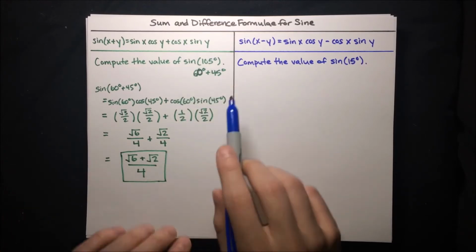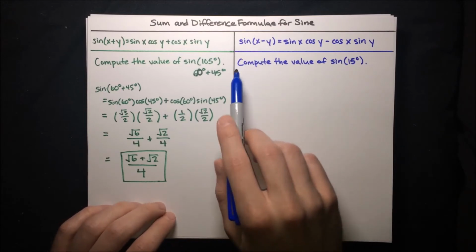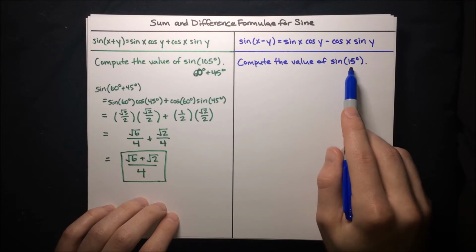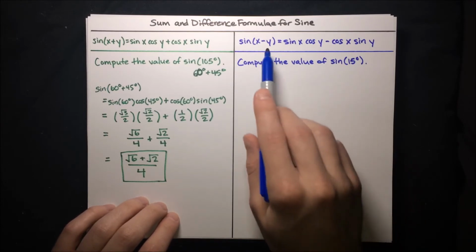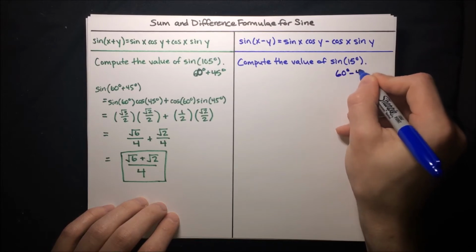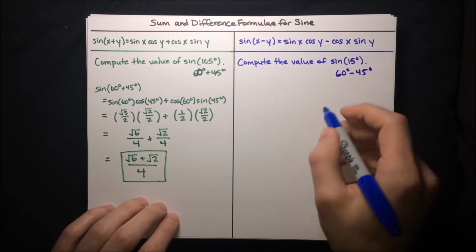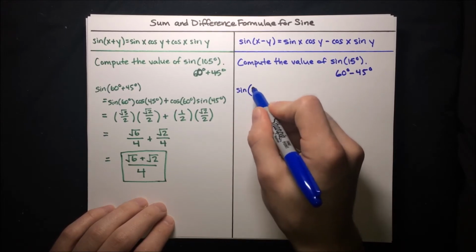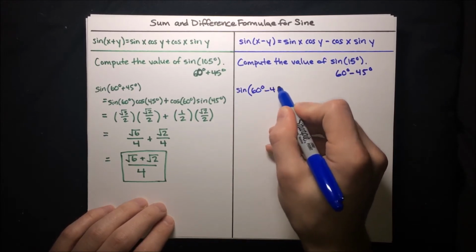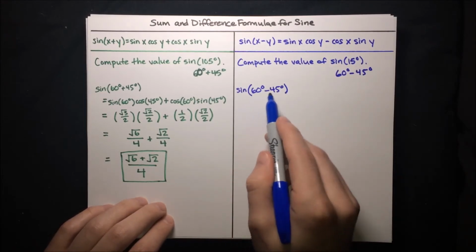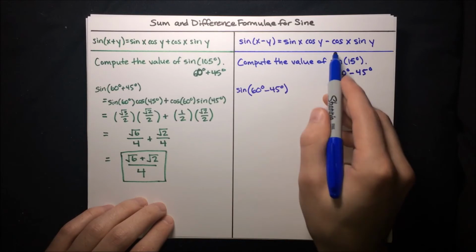Great, let's move on. So if we want to use the difference formula to compute the value of sine 15 degrees, well, 15 degrees isn't a special angle, but it is the difference between these two special angles. 60 degrees minus 45 degrees will make 15 degrees. So we can just go ahead and compute sine of 60 degrees minus 45 degrees, and then we can write that in terms of sine and cosine of 60 and 45 degrees using this difference formula here.